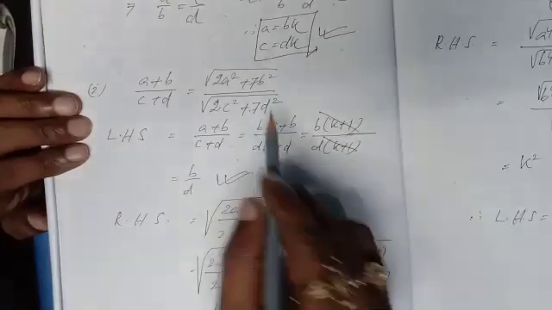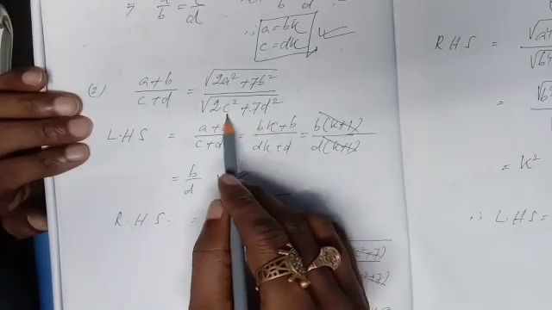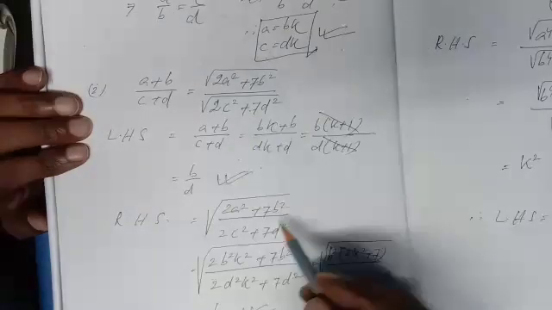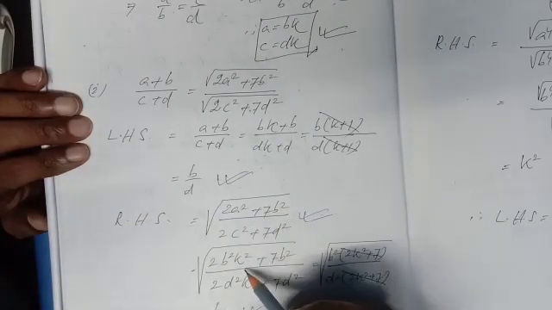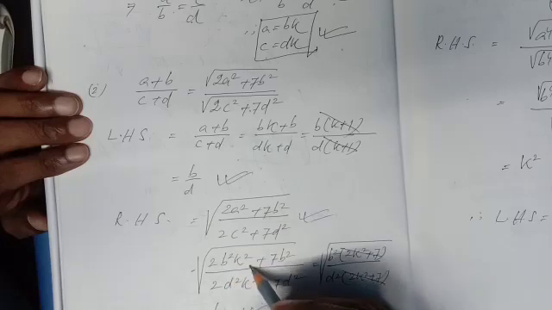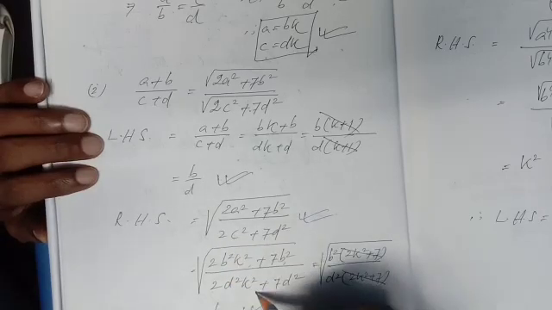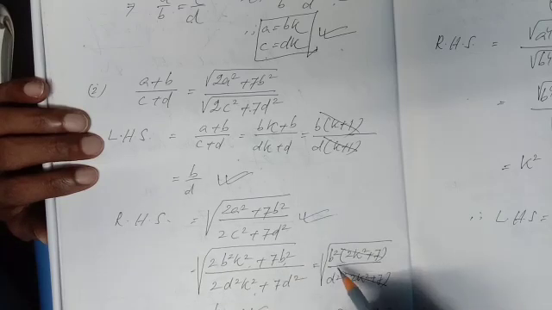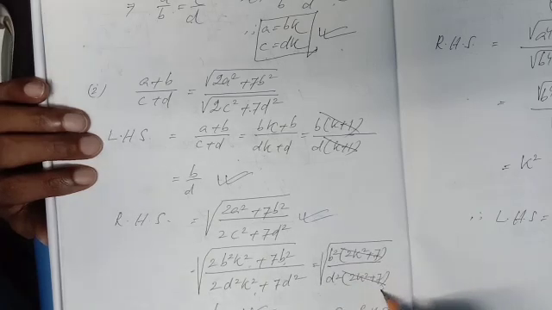What is the right hand side? Square root of 2A square plus 7B square over 2C square plus 7D square. Just copy it. Putting A equal to BK, A square means B square K square, plus 7B square. Downside, C square means D square K square. Taking B square common, 2K square plus 7. Here also D square common, 2K square plus 7.